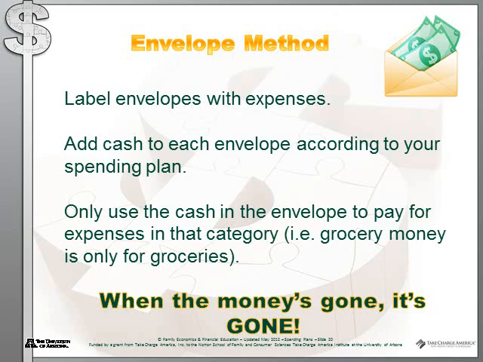The envelope method is a cash method. Take a sturdy set of envelopes and label each envelope with your expense categories. Next, add cash to each envelope according to your spending plan. Use only the cash in the envelope to pay for the expense in that category. When the money is gone in each envelope, don't refill until the next pay period.